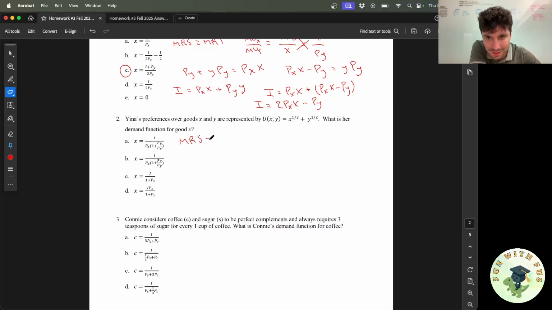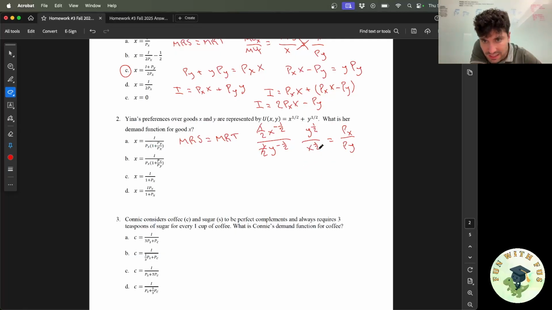But I think this problem is going to be the same steps as the last one. So MRS, that's going to be 1/2 x to the negative 1/2. This y will drop off, and we just do the same. We get a nice little parallelism going on. So those cancel, and we're going to be left with y to the 1/2 over x to the 1/2. And that's going to be equal to our price of x over our price of y.